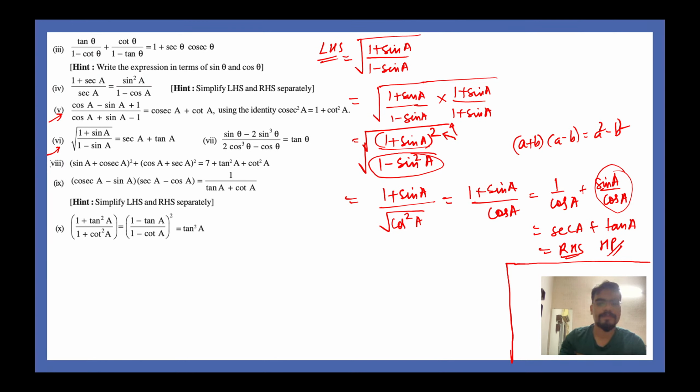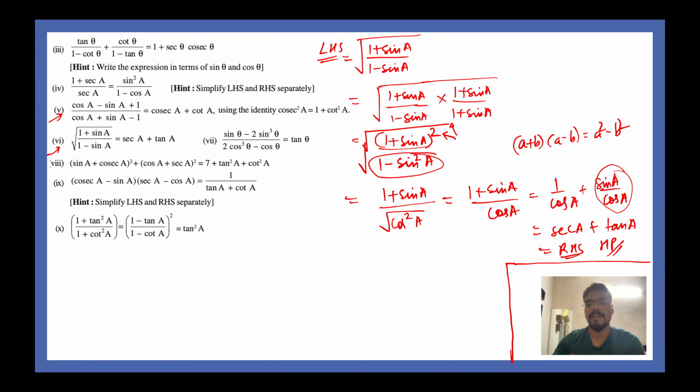Hence proved. Right? Let me know in the chat box, guys, how many could do it before me. We are on question number 6 right now. Let's move on to the next question now.